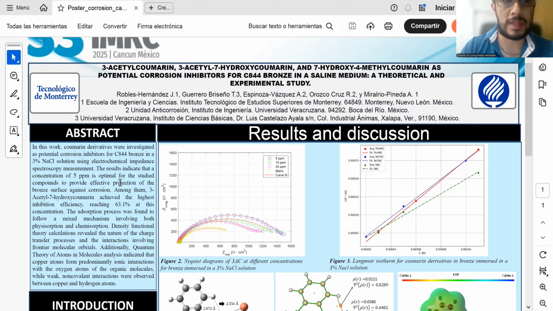And well, we obtained that the best concentration for the organic compounds that we studied is 5 ppm, and the inhibition efficiency achieved was 63.1% for the 3-acetyl 7-hydroxycoumarin. And well, this study was complemented with a theoretical study using DFT and QTAIM technique to know how are the bonds between the copper atoms and the oxygen and hydrogen atoms.